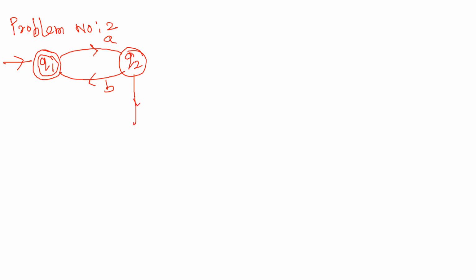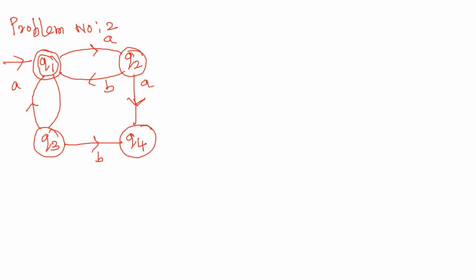then A, then Q4, Q3, traverse with B, and A, then B. So this is the given automata. So we are going to find the equations first. After that we can check whether it is possible to apply Arden's theorem and reduce the equation.